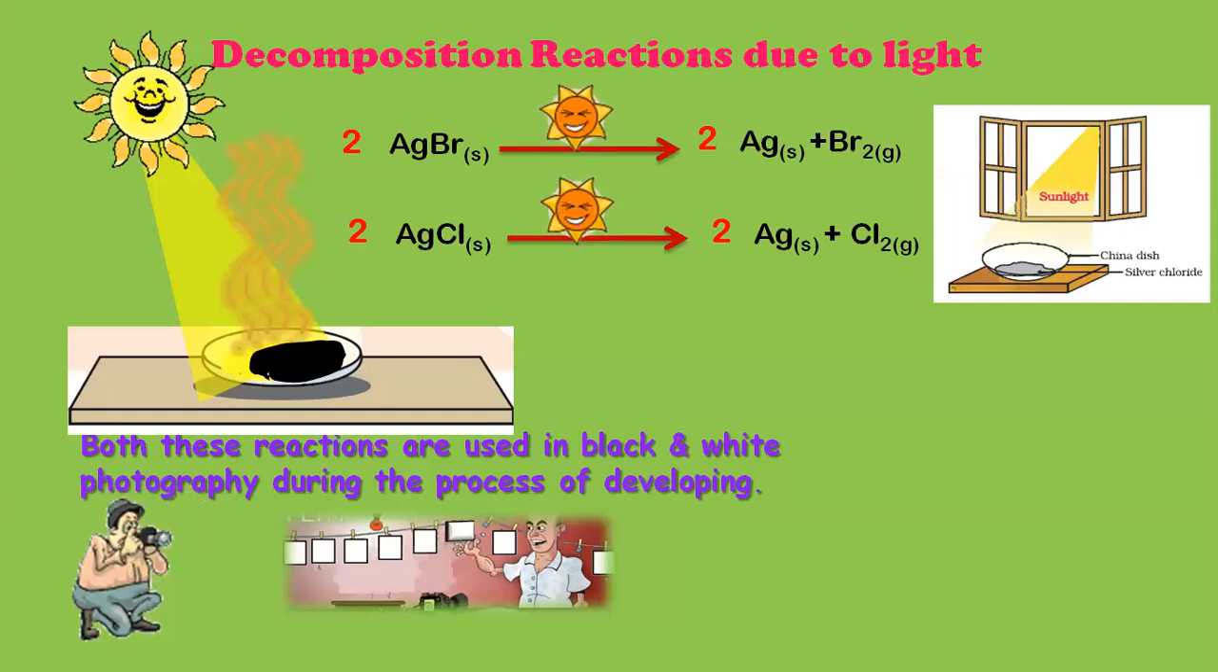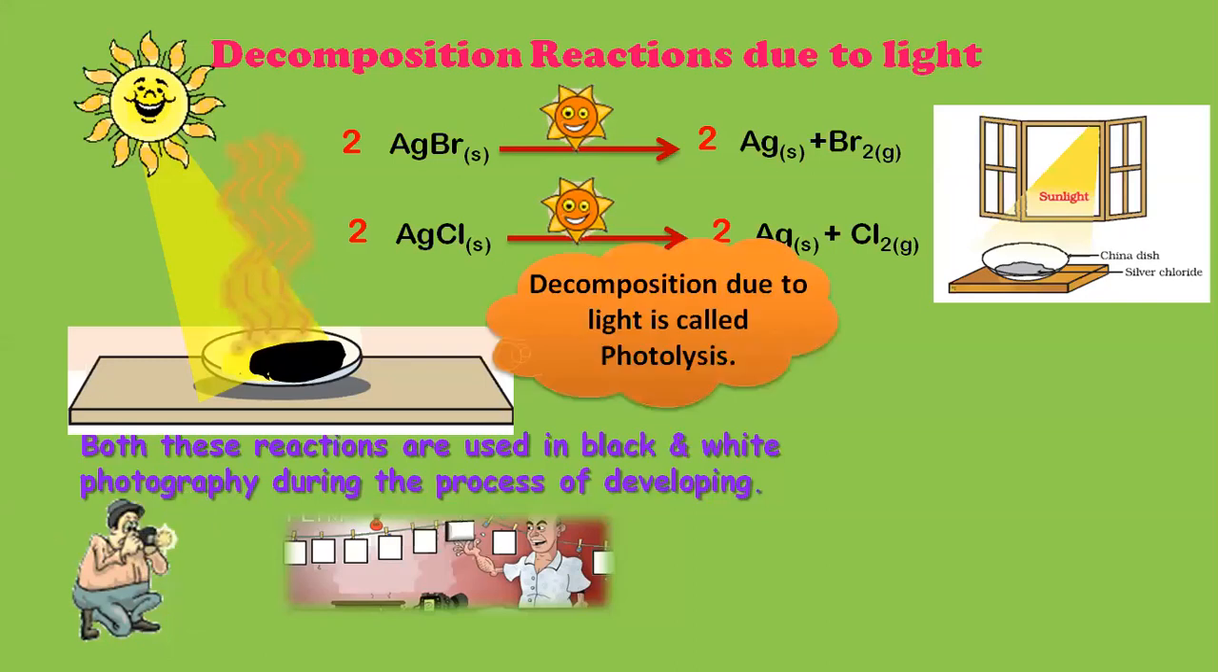Such decomposition reactions, which are carried out with the help of light, are called photolysis. This term might be asked in objective questions, students. Decomposition due to light is called photolysis. Lysis means separation and photo is obviously the light. So the decomposition which is happening because of light is called photolysis.